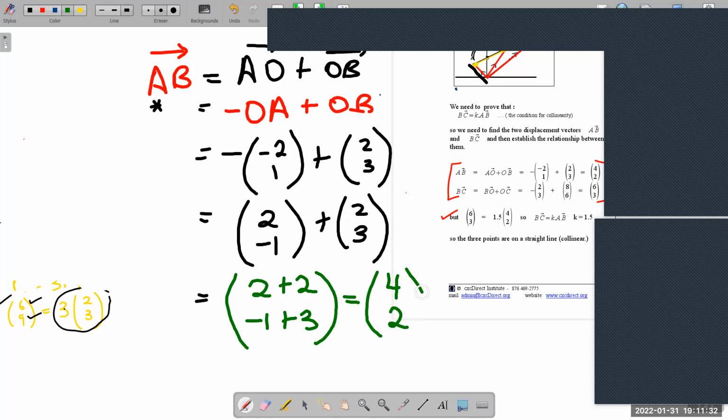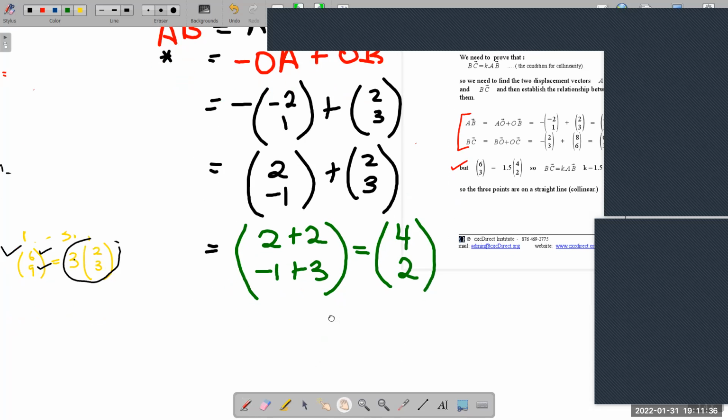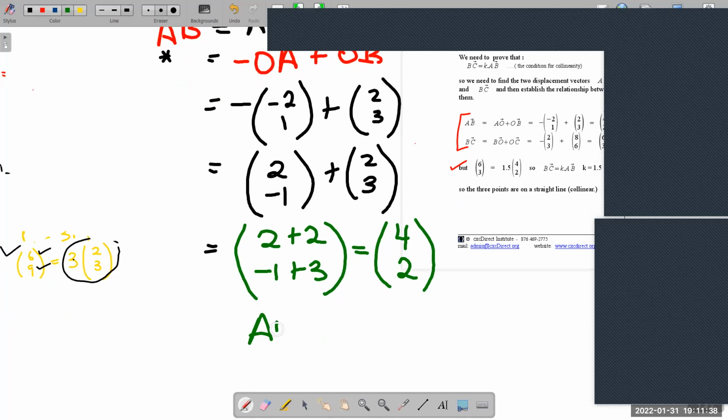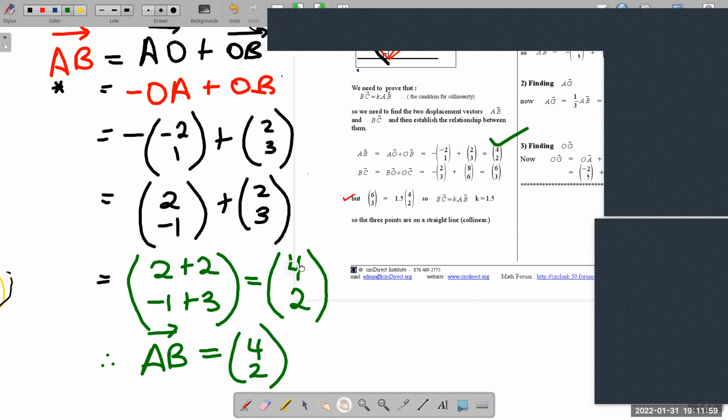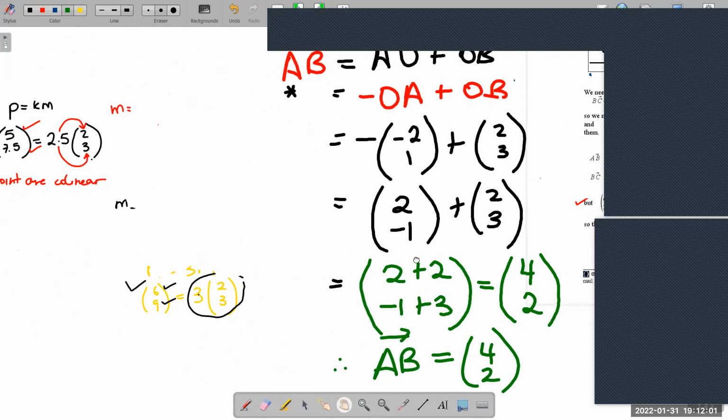Positive 2. Excellent. And guess what? That is what AB is. Look, we just calculated what AB is. So therefore, AB is equal to (4, 2). Everybody with me so far? Look at that. We just did the first part here together. We found AB, so tick off that. How do y'all feel? Are y'all ready to try the next one?